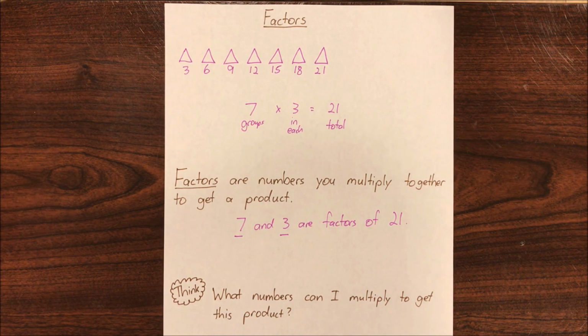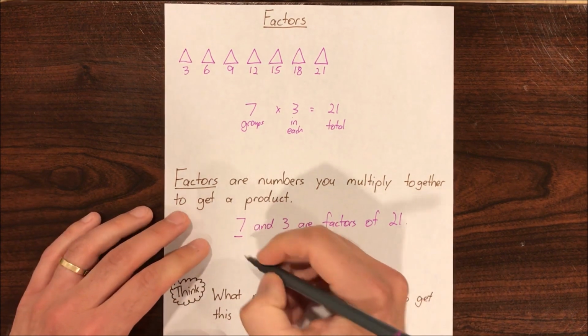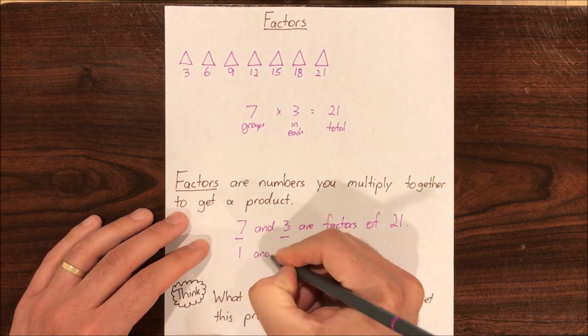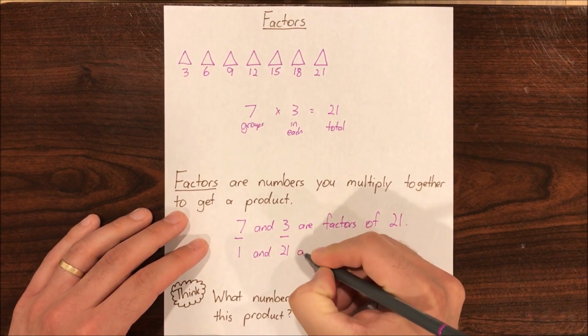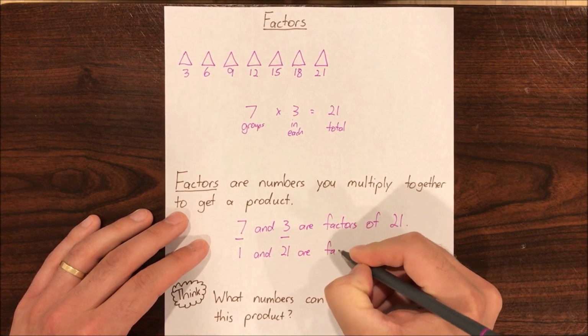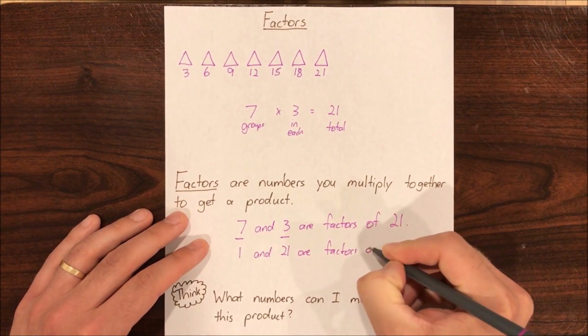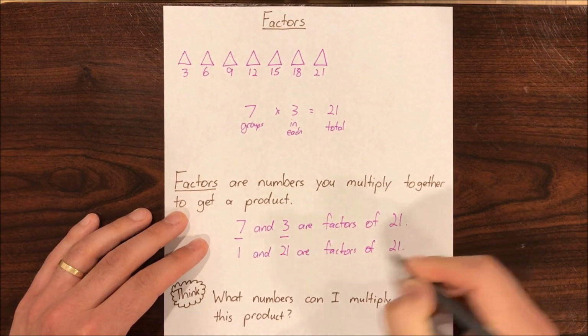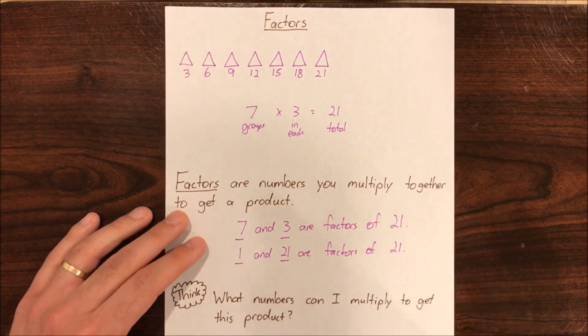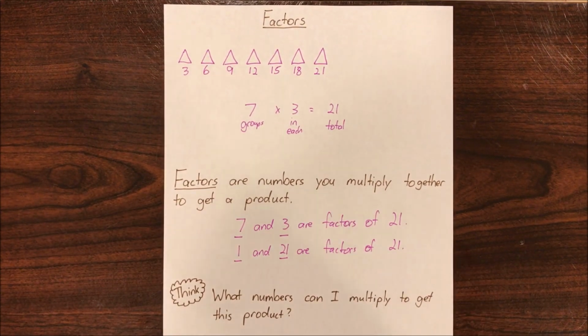1 and 21. 1 times 21 is 21. So, 1 and 21 are also factors of 21. Go ahead and click the arrow and move to the next slide.